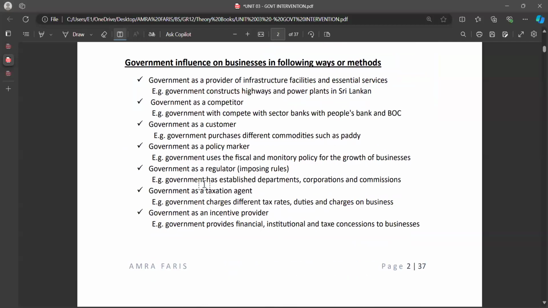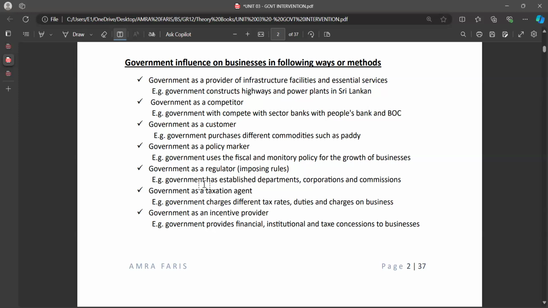Now, this chapter is all about government and business. How government influences the business, and how businesses support government. That is what we're going to study. Now, we are going to see government influence in business. What are the ways and methods by which the government influences the business? Now I will connect this to the three levels of government and teach you. Okay, for now we'll go through this.